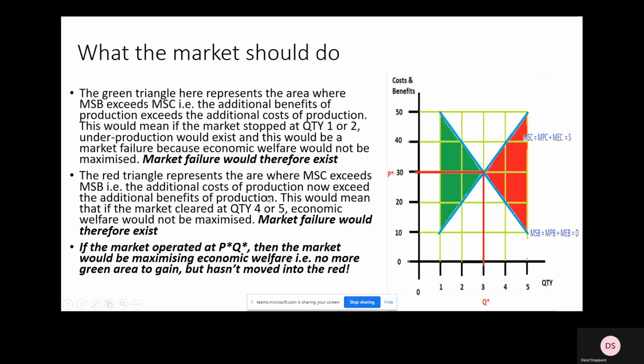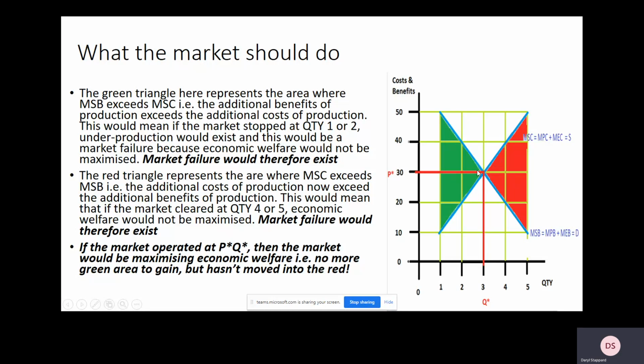So guys, what should markets do? Well, we want the market to be at P star Q star, where MSB equals MSC. That is where we maximize economic welfare. If we stop before 3, such as 1 or 2, we would lose out on that green triangle of economic welfare. If we go beyond Q star, so beyond 3, then the marginal social costs start to exceed the marginal social benefits. So we're now going to start to see a loss of economic welfare.